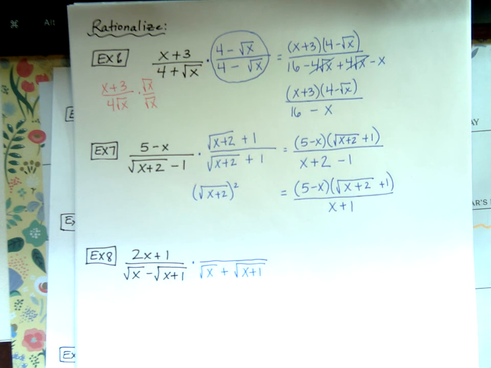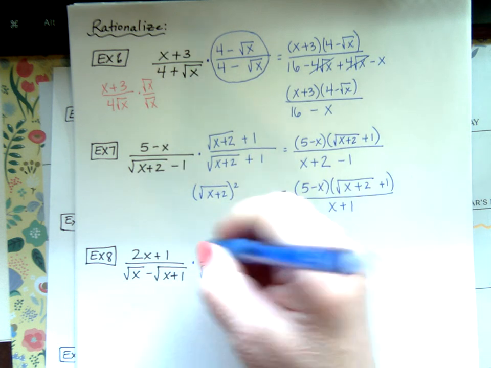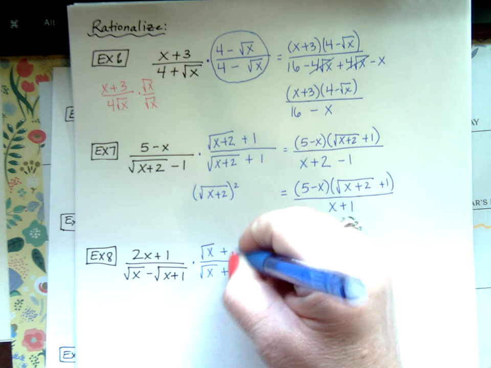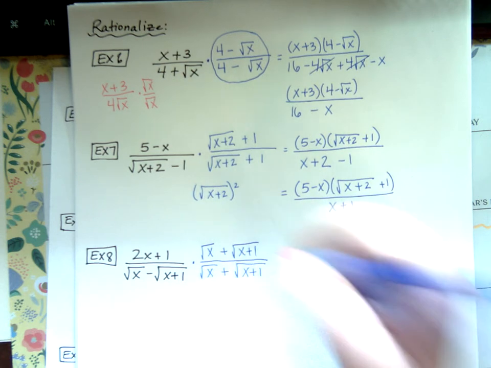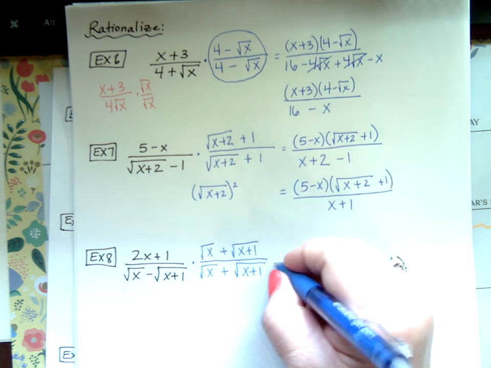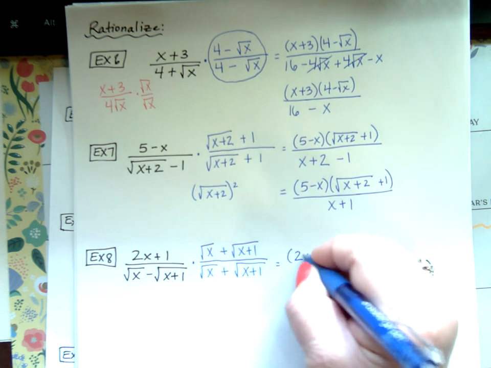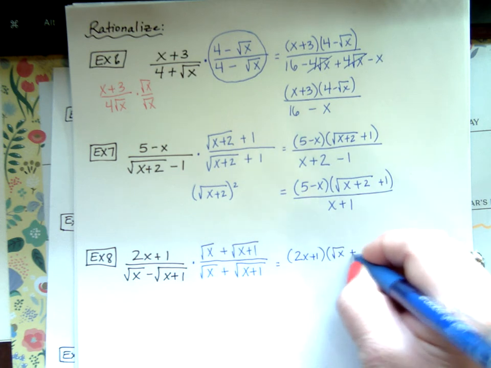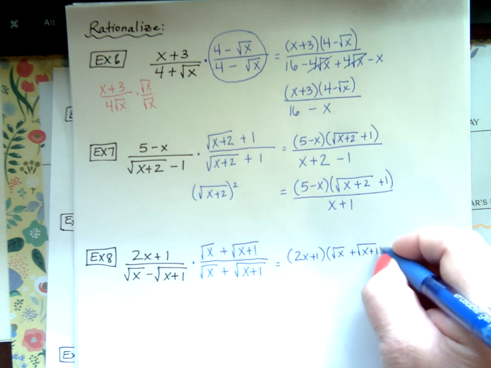All right, and again, this is an equivalent form of 1. So whatever you have in the denominator is exactly what you have in the numerator. So put your numerator together. Remember, we're not multiplying them, we're just keeping them. 2x plus 1, square root of x plus square root of x plus 1. That is ugly, but that's how it is.